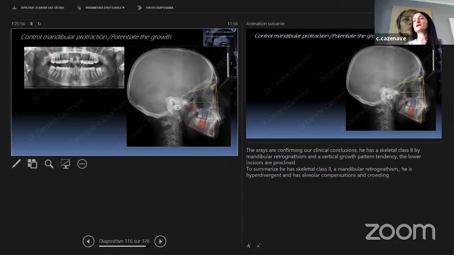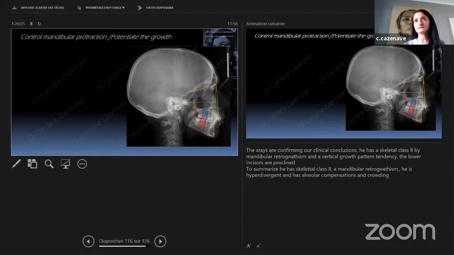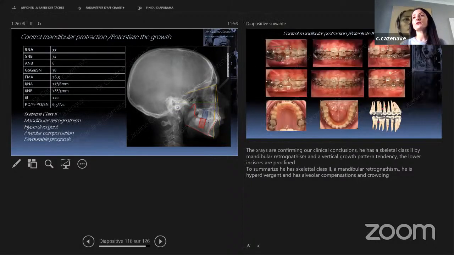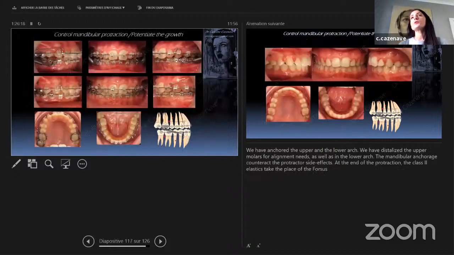He had skeletal class 2 mandibular retrognathism and a vertical growth pattern tendency. The lower incisors are buccal. So to summarize, he has skeletal class 2 mandibular retrognathism. He is hypodivergent and has alveolar compensations and crowding. We have anchored the upper and the lower arch. We have distalized the upper molar with aligners, as well as in the lower arch. The mandibular anchorage counteracts the protraction side effect.